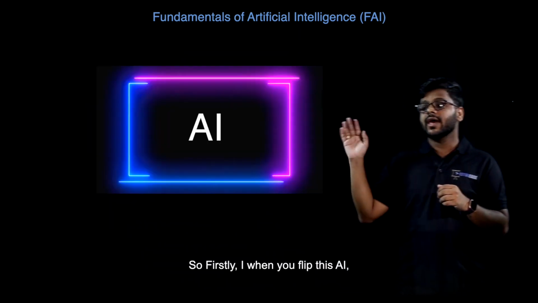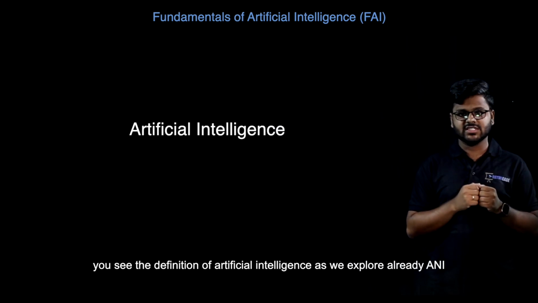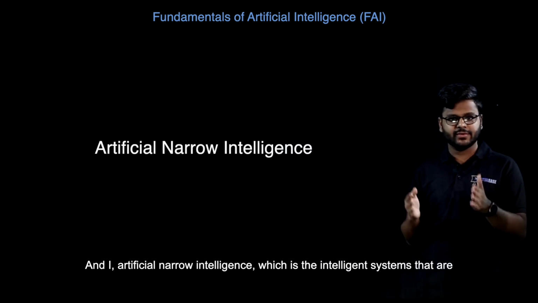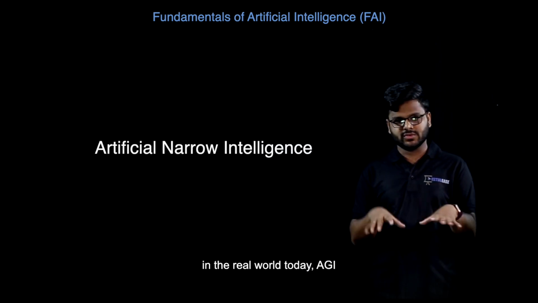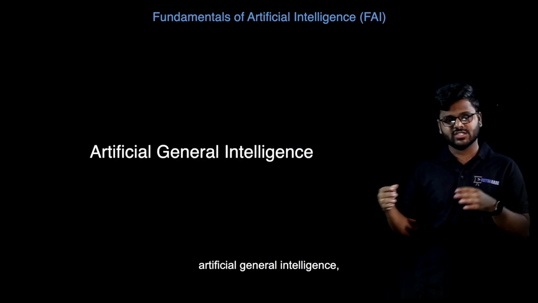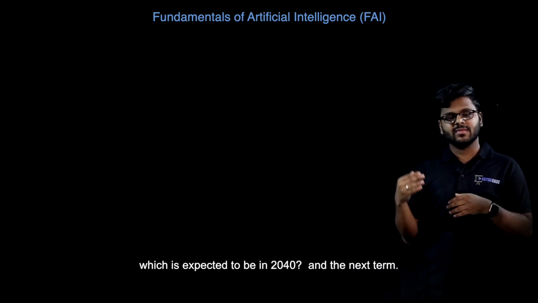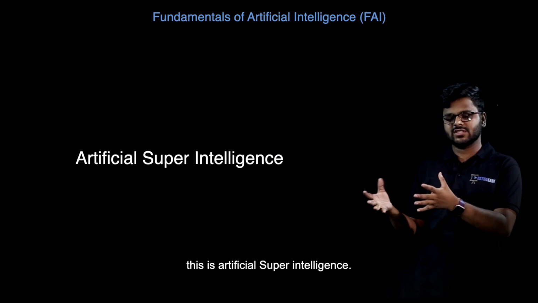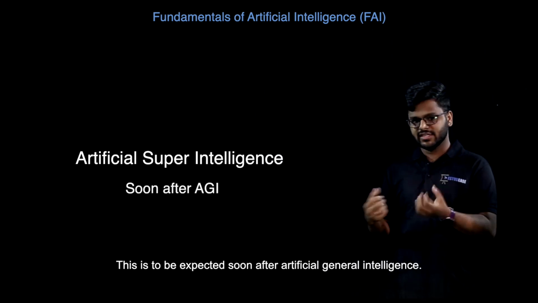So firstly, AI. When you flip this AI, you see the definition of artificial intelligence as we explored already. ANI, artificial narrow intelligence, which is the intelligent systems that are in the real world today. AGI, artificial general intelligence, which is expected to be in 2040. And the next term, ASI, this is artificial superintelligence. This is to be expected soon after artificial general intelligence.